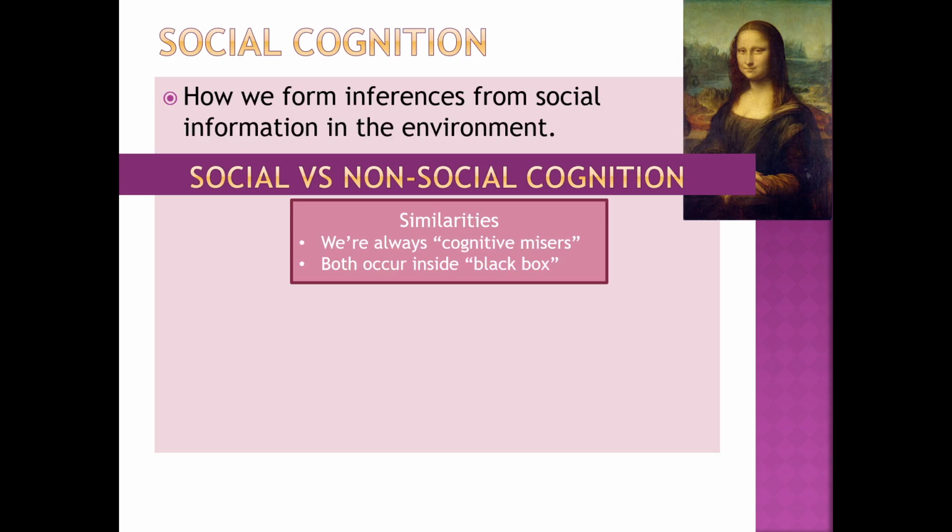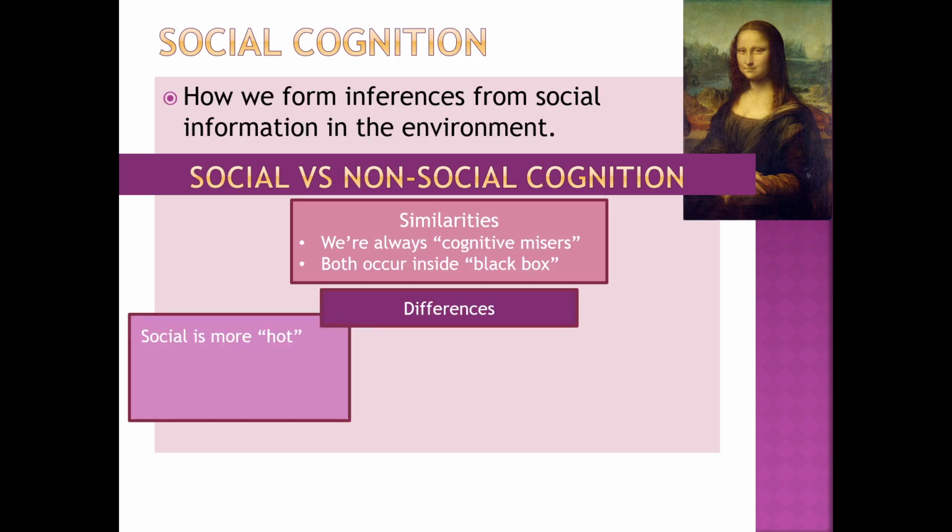Both of these kinds of cognitions occur inside of the black box of your brain, so we can't directly watch these kinds of cognitions occurring, whether they're social or non-social. So we have to figure out some way to get people to display the cognitions that they're having out in the world so we can measure them and record them, and allow us to know what people are doing when they're making these inferences. So some differences between them.